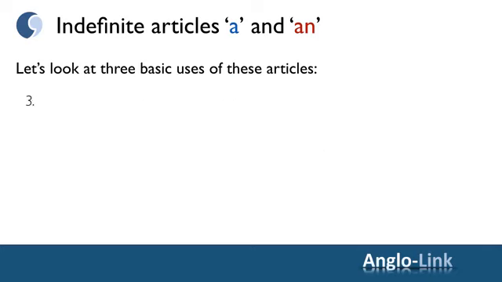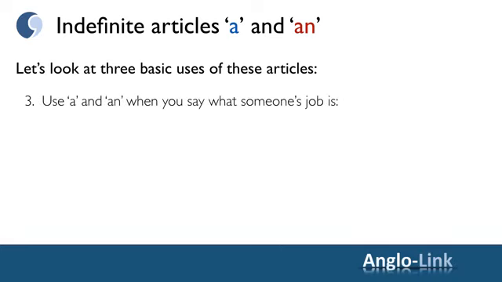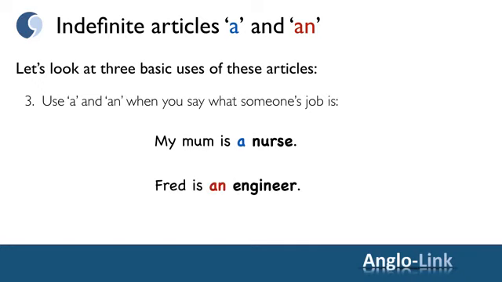Okay, let's look at the third use of a and an. Use them when you say what someone's job is. For example, my mum is a nurse. Or, Fred is an engineer.